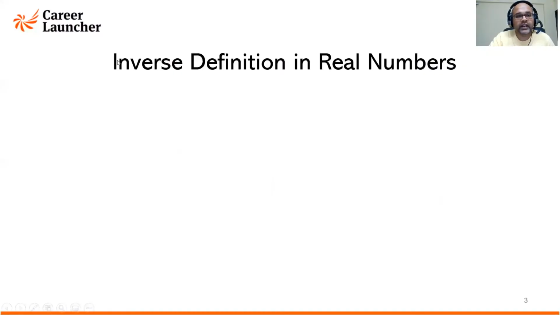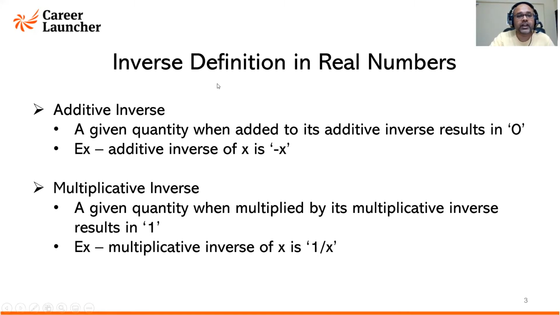Right, so let's go ahead with the definition of inverse. Now, as usual, I'll first explain to you the definition of inverse with respect to real numbers, and then we'll carry forward the same idea when it comes to matrices. So the inverse definition in a real number, there are two inverses. One is called an additive inverse. The other is called a multiplicative inverse. Additive inverse and multiplicative inverse are both easy for you to understand.